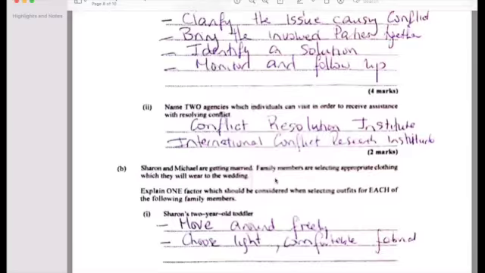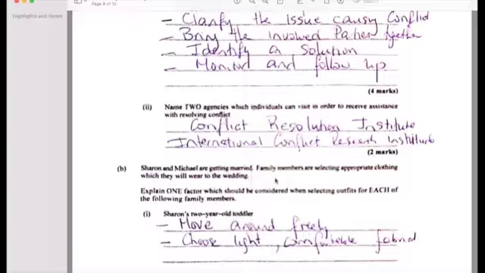Name 2 agencies which an individual can visit in order to get assistance in resolving conflict. So one of these agencies will be the Conflict Resolution Institute. Another one will be the International Conflict Research Institute.